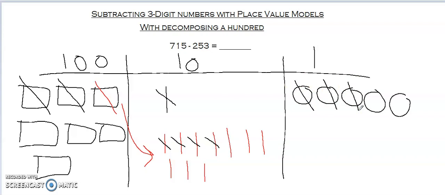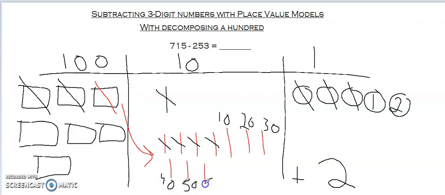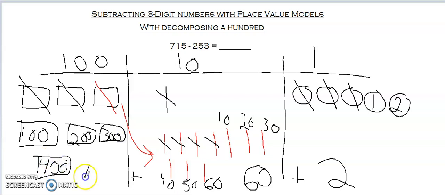I've subtracted 253, so now I can count what is left to find the difference. 1, 2 ones, 10, 20, 30, 40, 50, 60, and 100, 200, 300, 400. So we have 400 plus 60 plus 2 is 462.